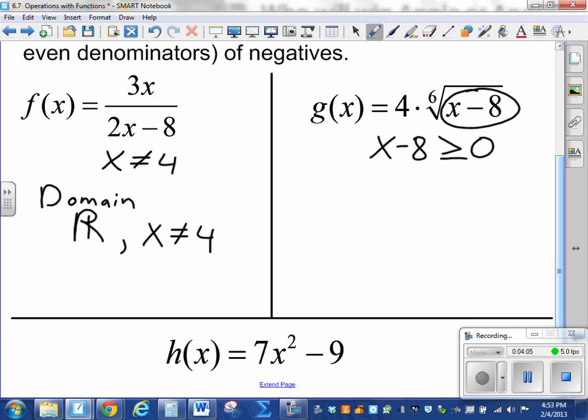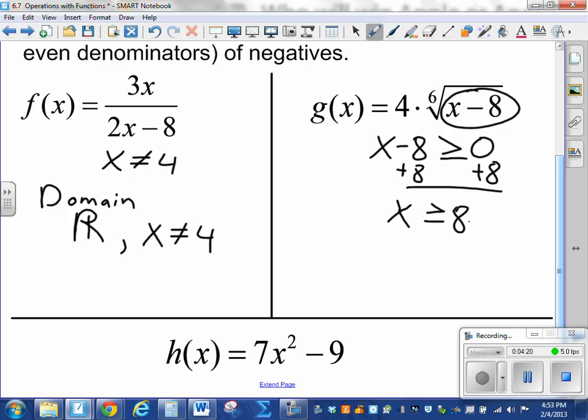It's also allowed to be 0. So we took the x minus 8, set it greater than or equal to 0. Now we just solve this part. So you can do plus 8, plus 8. Those 8's go away, so x is greater than or equal to 8.